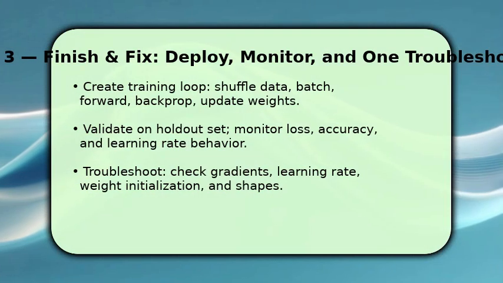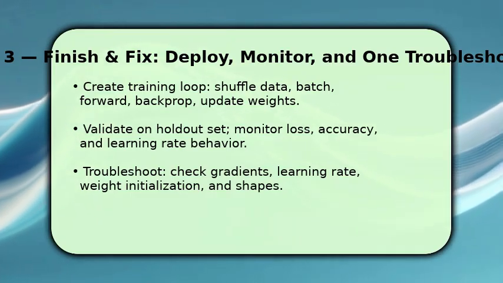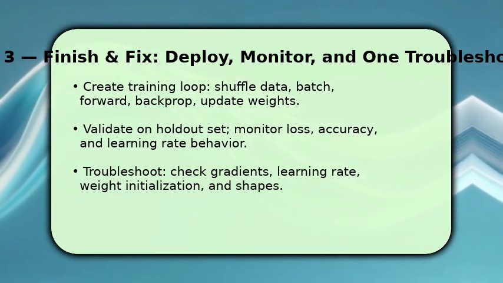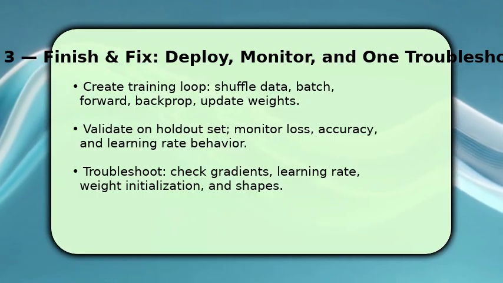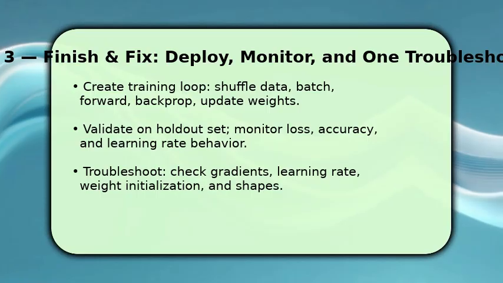You finish by wiring the training loop. Shuffle, create batches, run forward, compute loss, backpropagate, and update weights with your optimizer. Validate regularly on a holdout set and log loss and accuracy so you can watch learning progress. Make sure to implement simple checkpoints and a decaying learning rate if needed.